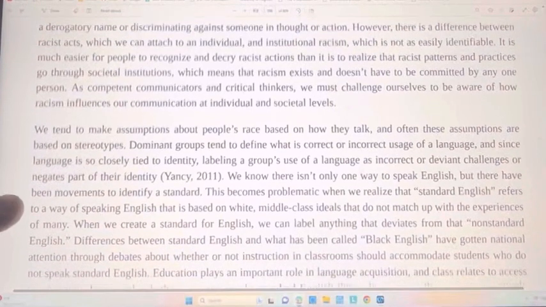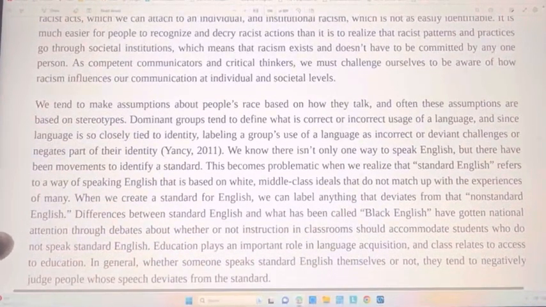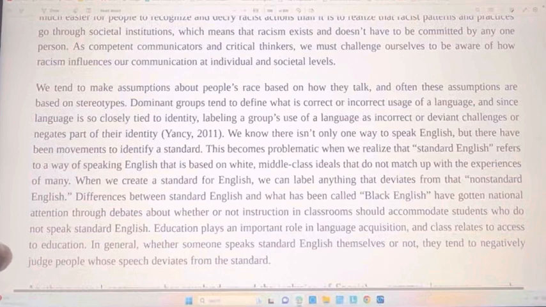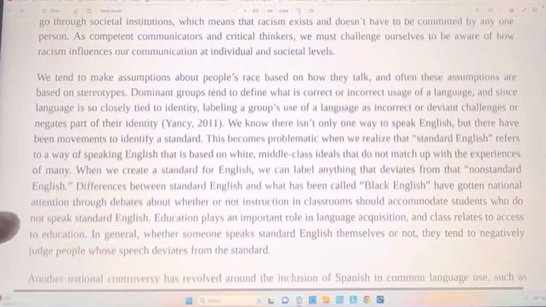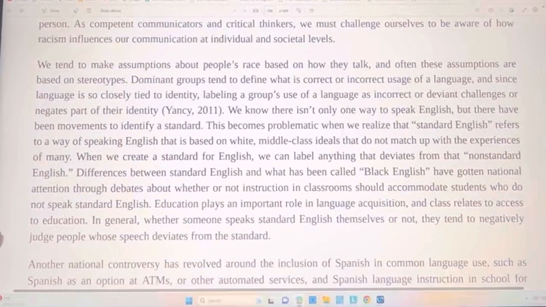It is much easier for people to recognize and decry racist actions than it is to realize that racist patterns and practices go through societal institutions, which means that racism exists and doesn't have to be committed by any one person. As competent communicators and critical thinkers, we must challenge ourselves to be aware of how racism influences our communication at an individual and societal level.